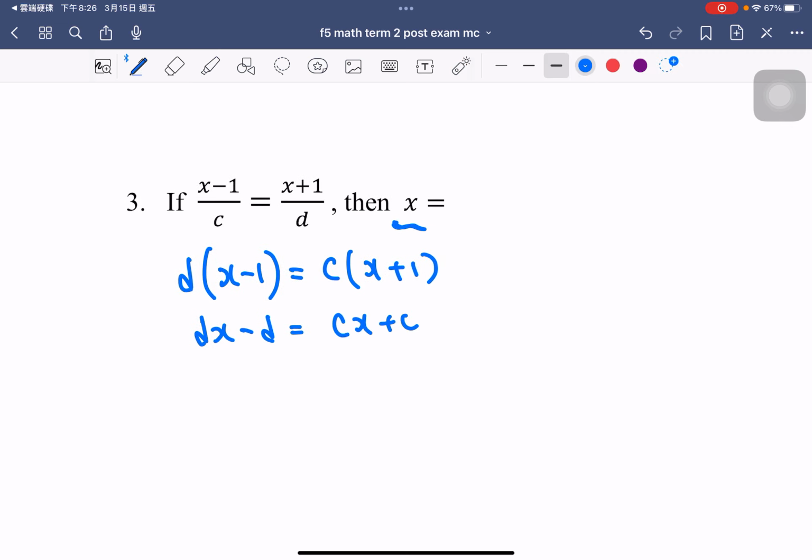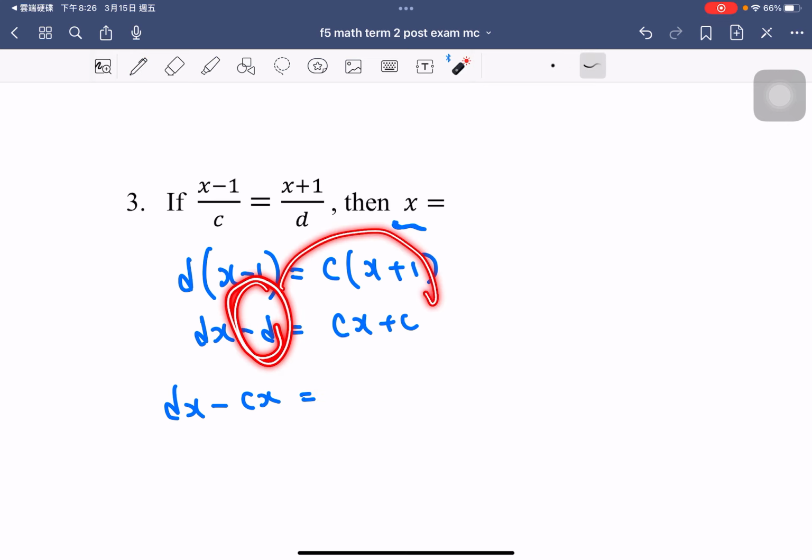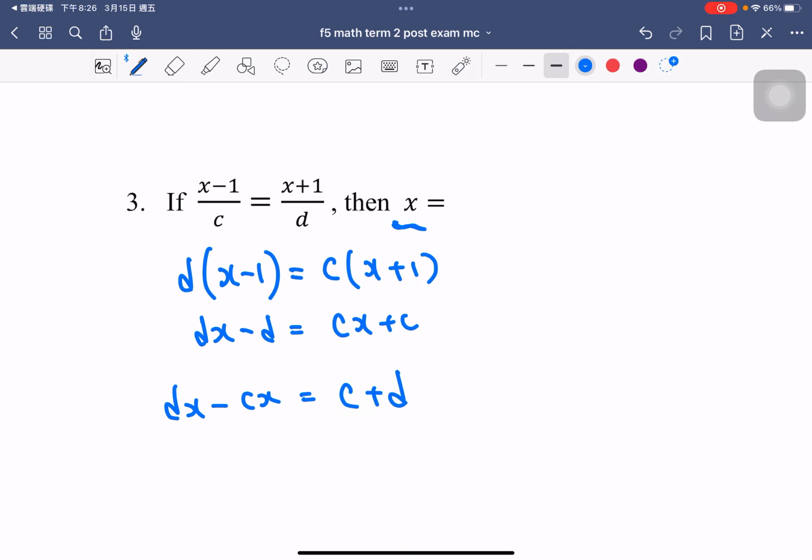As we want the x to be the subject, we have to move all of the x to the left hand side. So we have the dx minus the cx, because originally this is a plus, move it to the left hand side becomes minus. And then the d here doesn't have any x, so move it back to the right hand side. So negative d to the right becomes plus. So now it becomes c plus d.